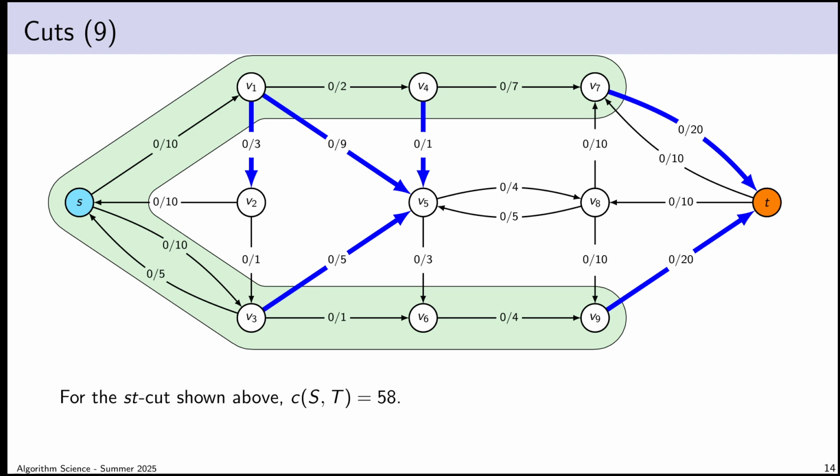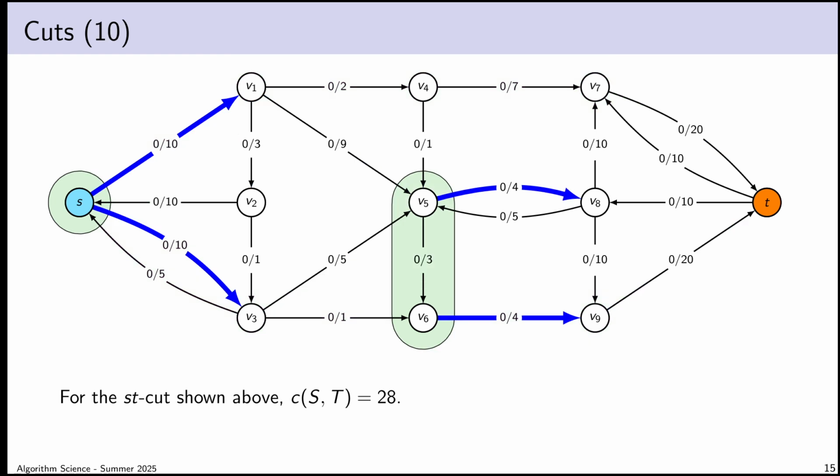If you would like to verify that the capacity is 58, you are welcome to do so as an exercise. I don't know if I want to risk doing that much math on a live recording. Here is a cut with total capacity 28.